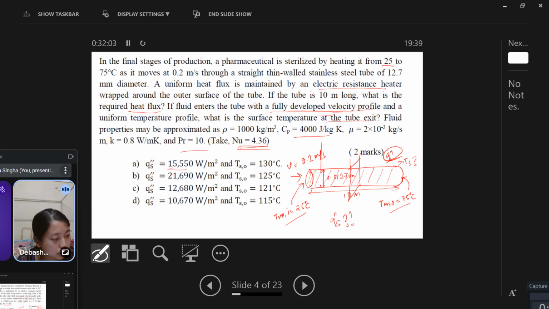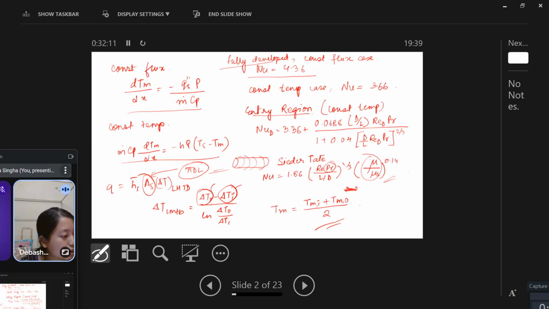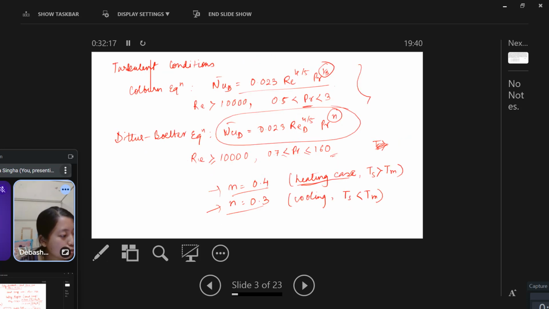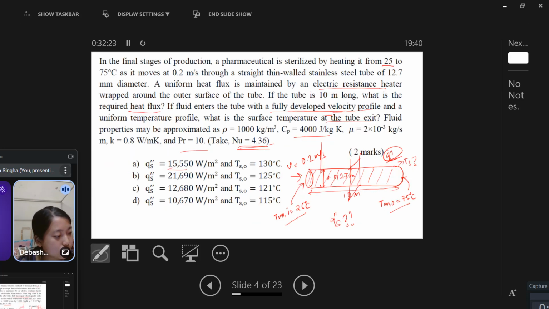The Nusselt number they have already given. If it is not given also, you can consider it, because here I have already written for fully developed constant flux case, for laminar flow, the Nusselt number is equal to 4.36. So if Nusselt number is equal to 4.36, then you can find out how much is h. h is equal to Nu, the Nusselt number, into K divided by D. K is 0.8, D is 0.0127, which gives h.